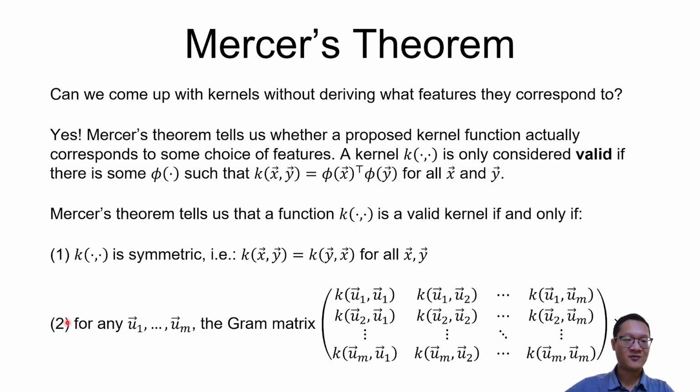And two, for any input data x1 to xm, the Gram matrix, which is constructed by evaluating the kernel on every pair of points, should be positive semi-definite. So in practice, we basically take a bunch of data points, evaluate the kernel on every pair of data points, and make sure that the resulting matrix is positive semi-definite.